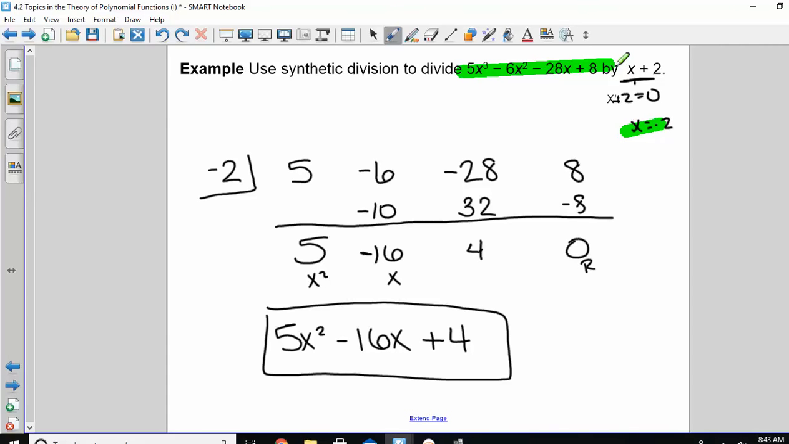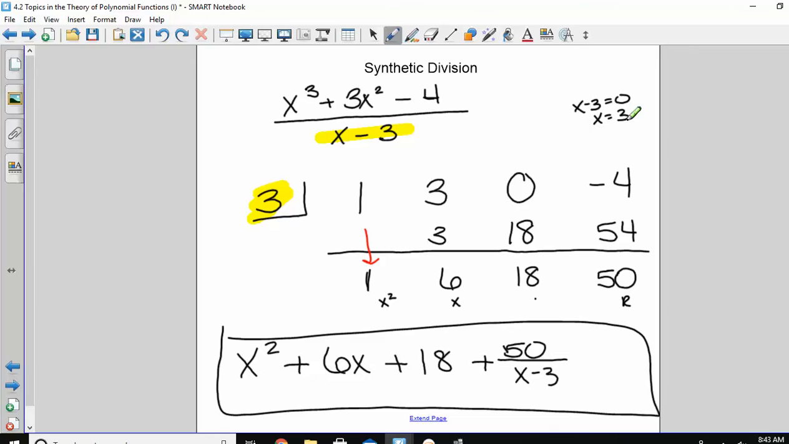On our problem before, we put 3 in the box. So I want you to take 3 and put it into the original equation here. So 3 to the third plus 3 times 3 squared minus 4. What do you get? 50. 50 was our remainder. So if you plug in this number, you're just going to get the remainder every time. And if it's a factor, that means the remainder has to be 0 because it divides evenly. Alright, any questions for me?